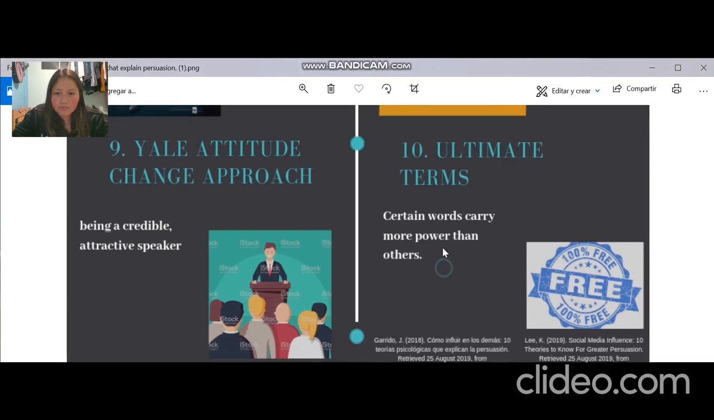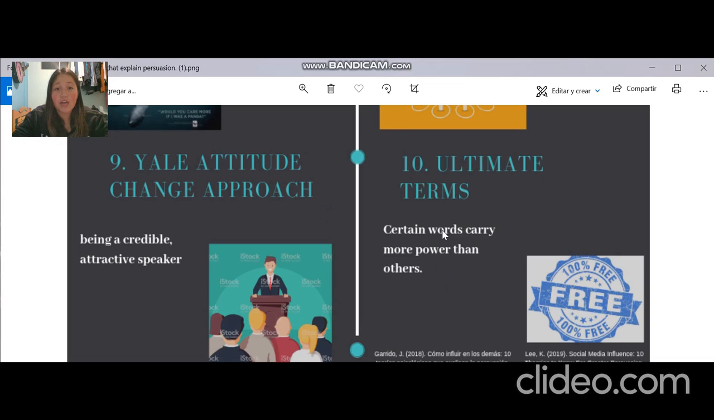Finally, the theory of powerful terms, or ultimate terms. It happens that certain words have more power than others. This theory divides persuasive words into three categories.